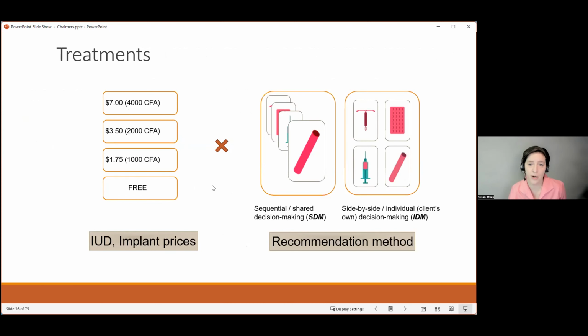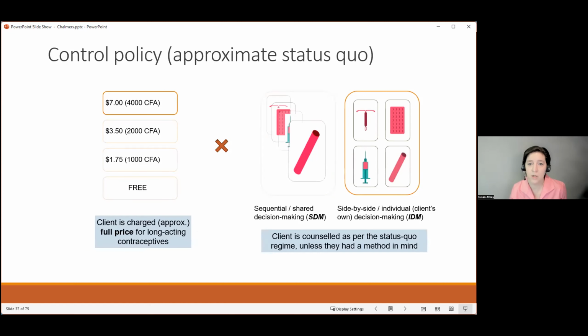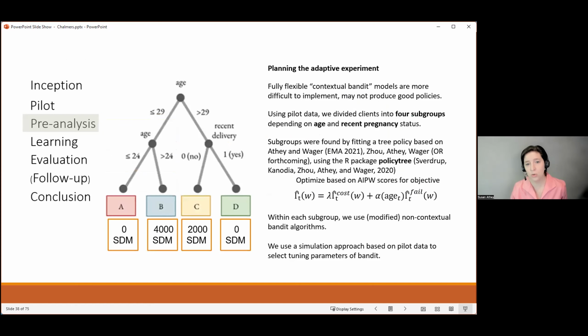We're going to cut out one of the prices to simplify the experiment. And what we want to do is over time, put more weight into policies that are good. So at the end of the pilot phase with the pure RCT, we first look at what a good targeted treatment assignment would be just based on that data. And that already divides the women into 4 groups based on their age and whether they had a recent delivery.